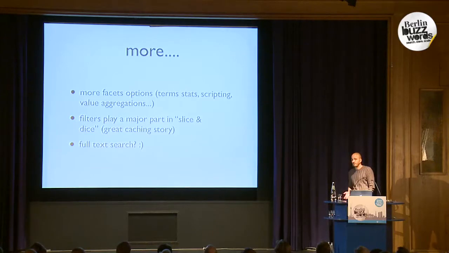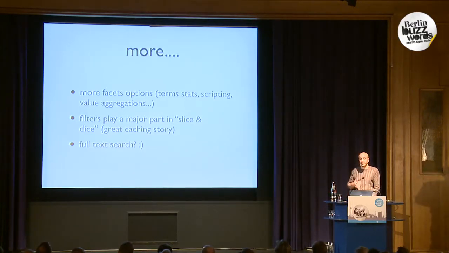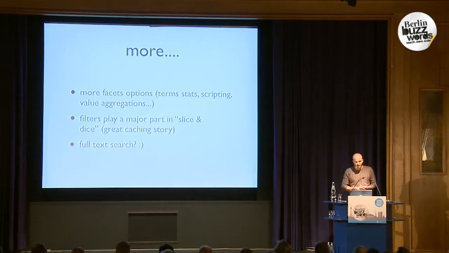There are a lot more facet options in Elasticsearch. There's something called term stats. You can actually run scripts when you execute facets to have more complex calculations. You can do multi-dimensional aggregations, like break everything by day, but aggregate another value from that document, for example, and give me the statistical information of that value. Filters, by the way, play a major part here.